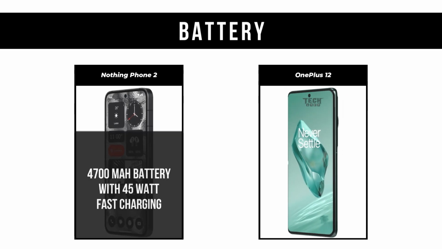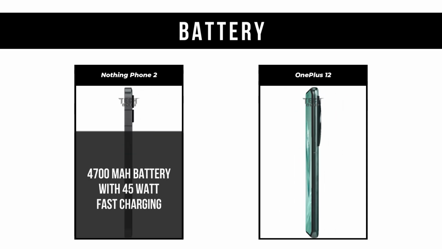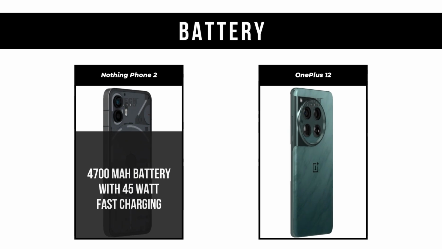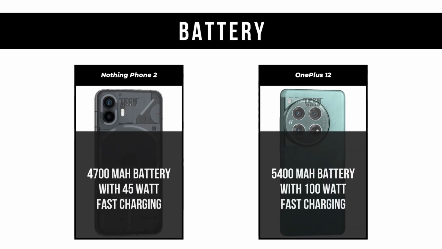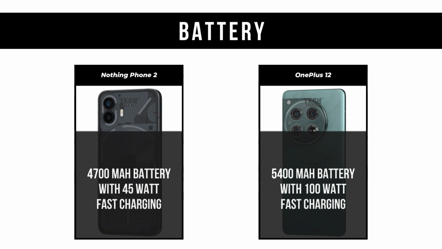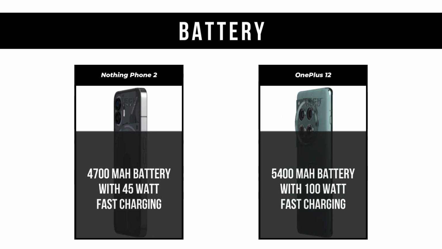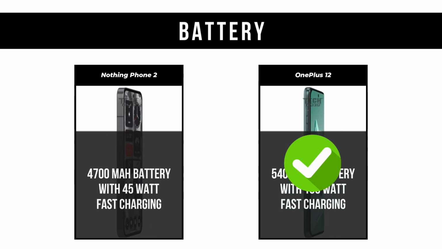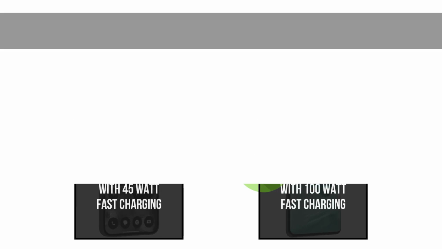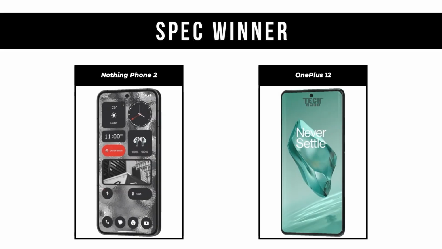Battery. Nothing Phone 2 is 4700 mAh battery, with 45 watt fast charging. OnePlus 12 is 5400 mAh battery, with 100 watt fast charging. Spec winner.